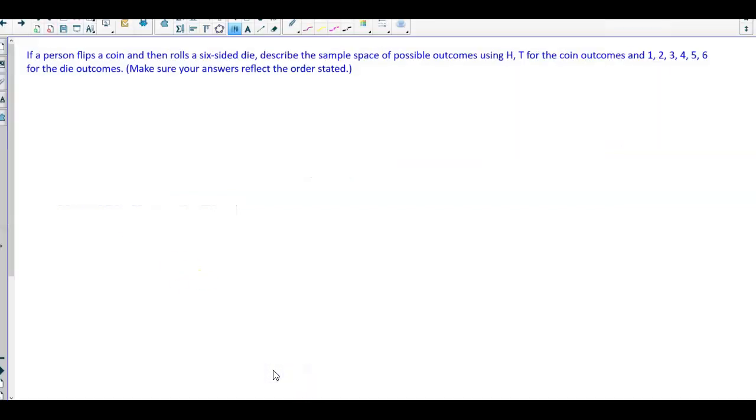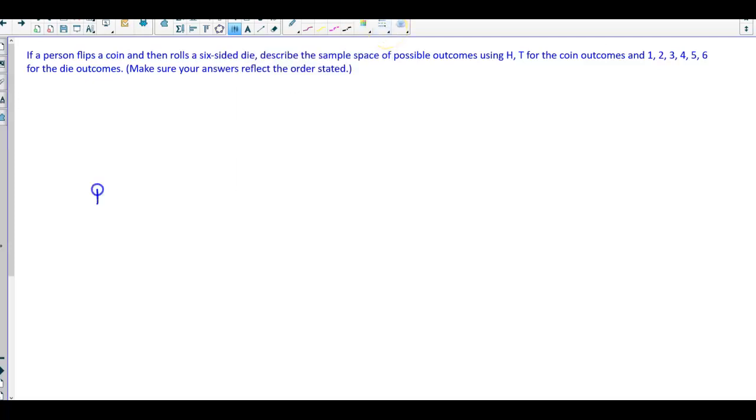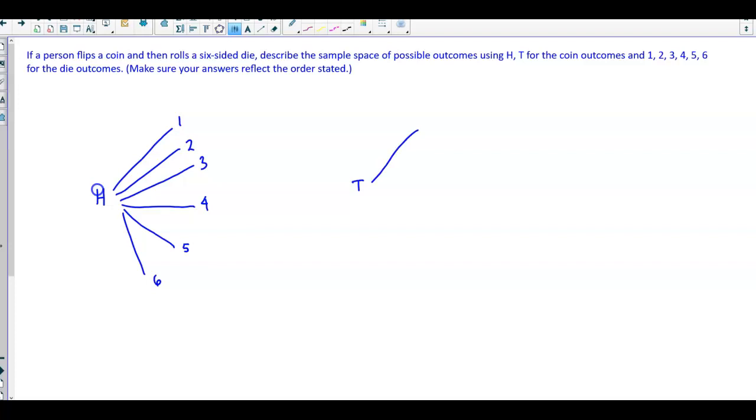So let's first go ahead and do this. If we wanted to, we can create a tree diagram. So we have heads, and we know that it's going to have 6 branches because it has 1, 2, 3, 4, 5, and then 6. And same thing with the tails. We know it's going to be 1, 2, 3, 4, 5, and then 6.